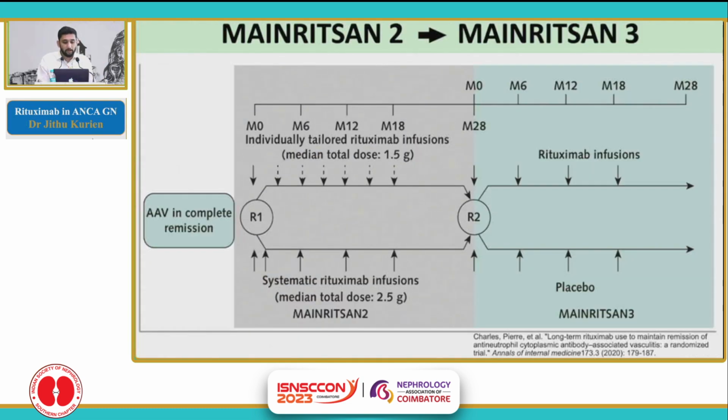Now this is the schema of MAINRITSAN 2 to 3. This is what we saw as MAINRITSAN 2. And at 18 months, at 28 months, what they tried to do is that all those patients of MAINRITSAN 2 who were in remission were randomized to another 18 months of rituximab every 6 months. And the other control arm never received anything.